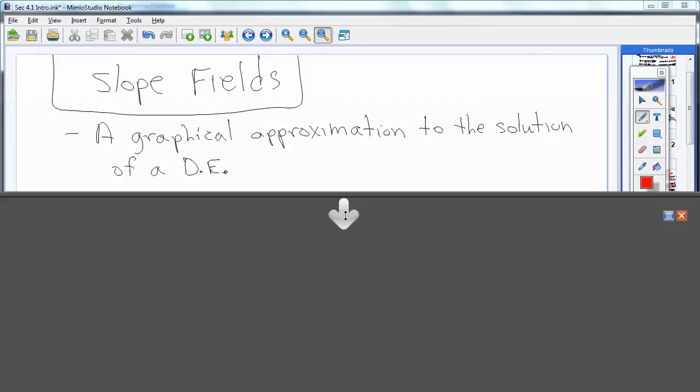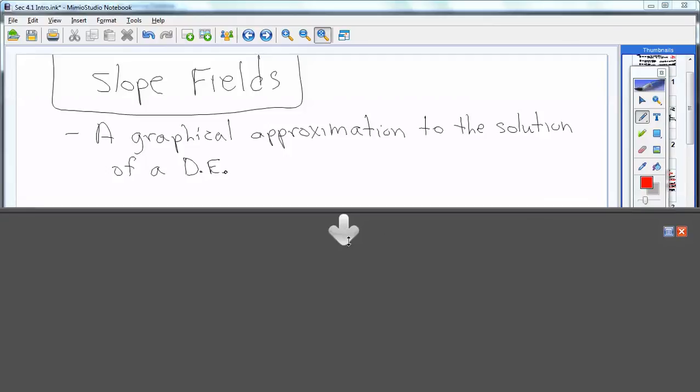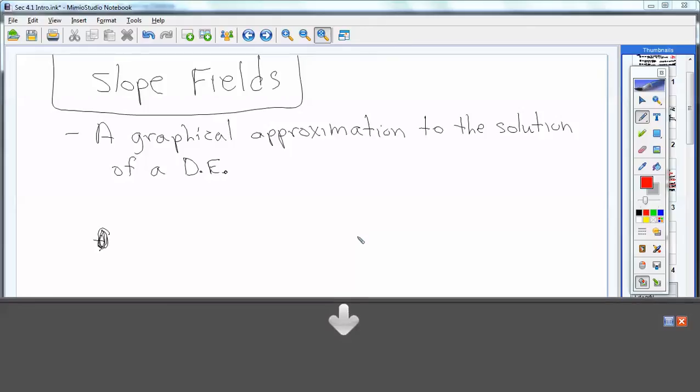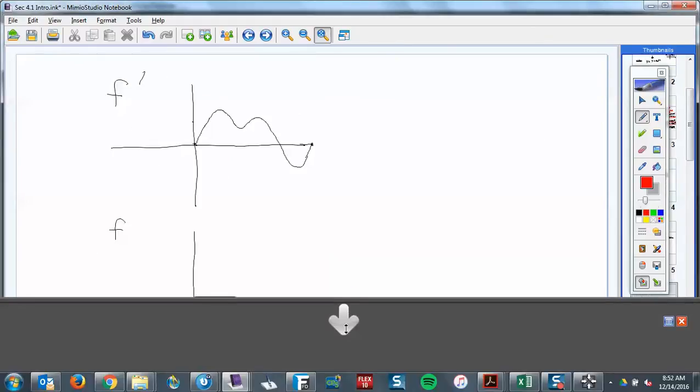Okay, let's go on to the second part of this today, the slope field. This is the new part. The slope field is a graphical approximation to the solution of a differential equation. And remember, what's the solution to a differential equation? The original function y. So this is like the graph of f. I'll tell you exactly what it would be like. It would be exactly like doing this right here.